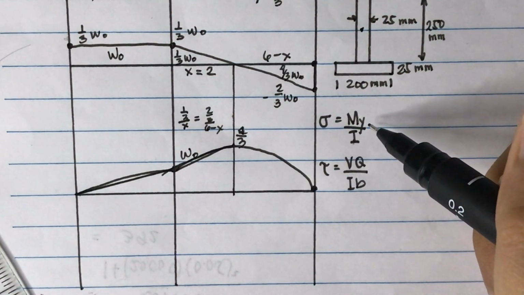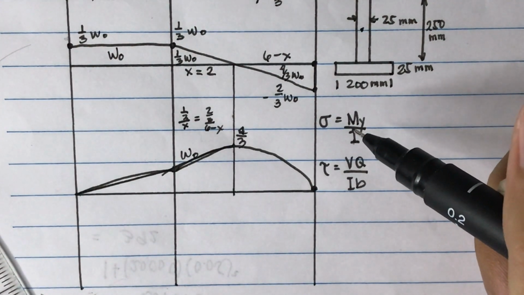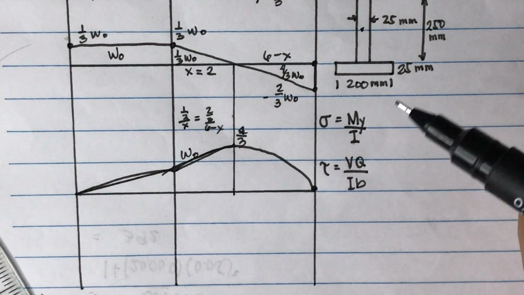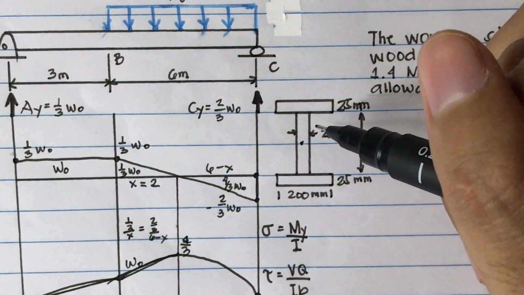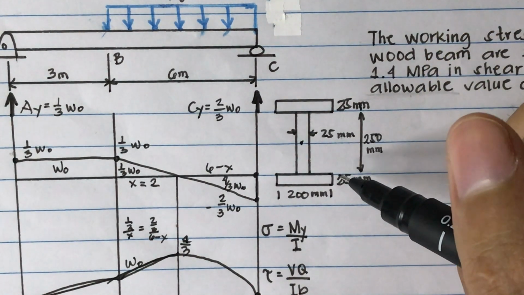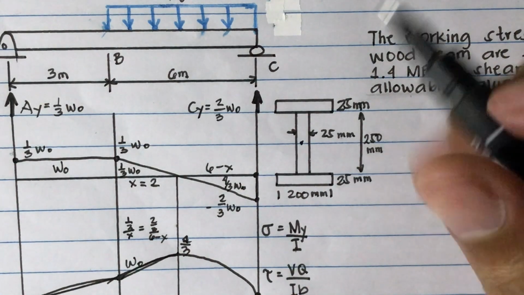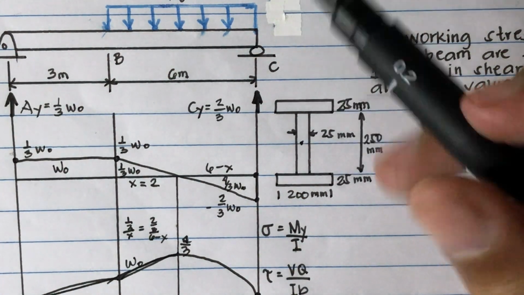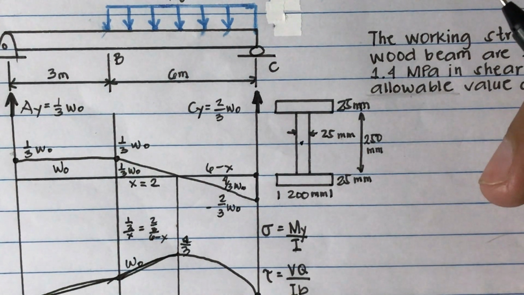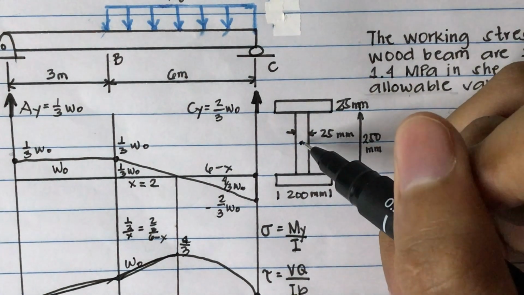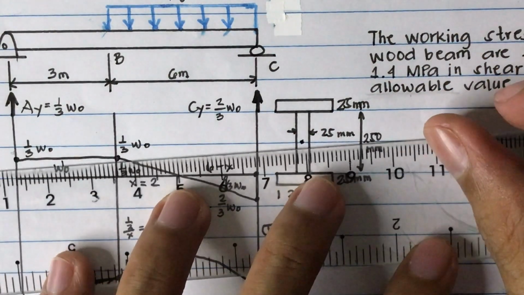The next is y. To find y is the distance of fiber from the neutral axis. Since our beam is symmetric, the bending stresses in the beam are equal in magnitude, whether it's tensile or compressive. So we locate the neutral axis at the center of this beam here. So this is the neutral axis.